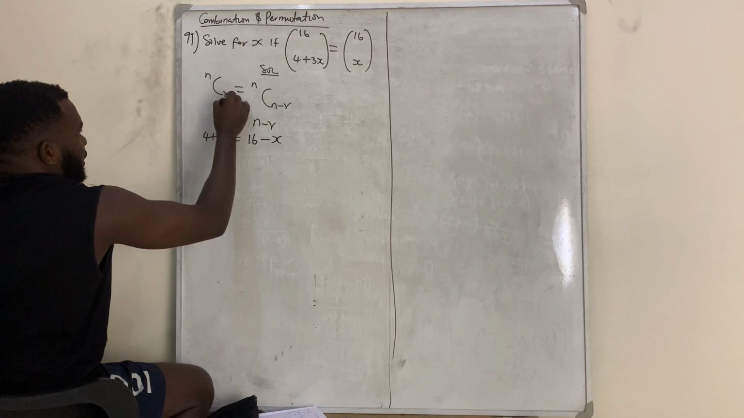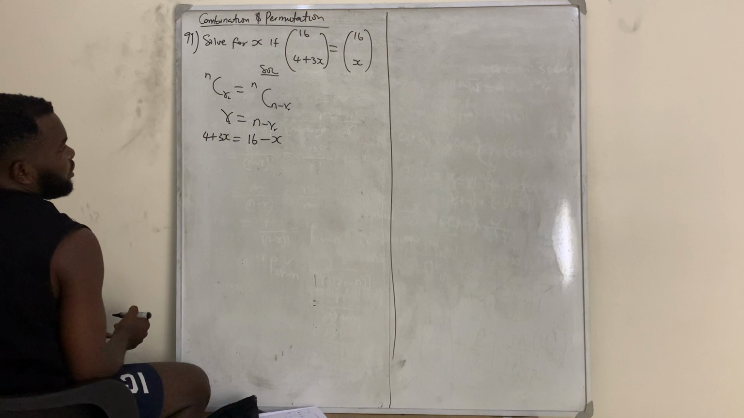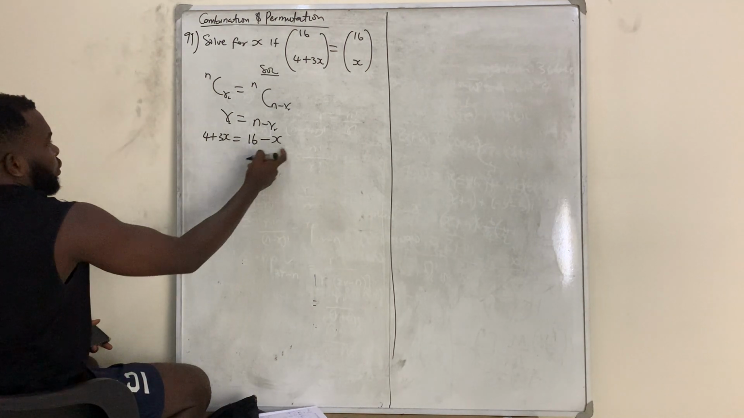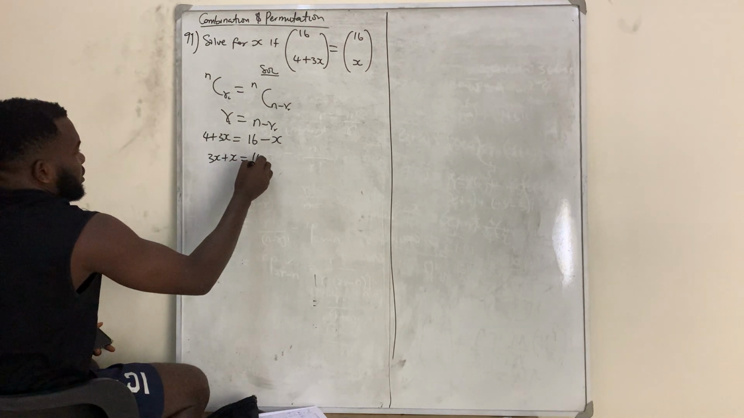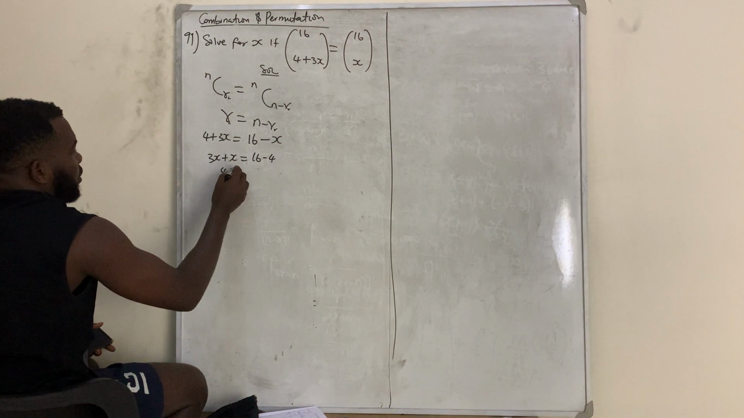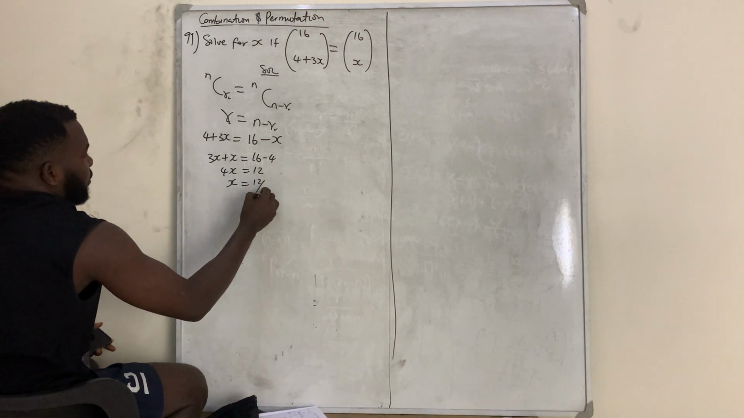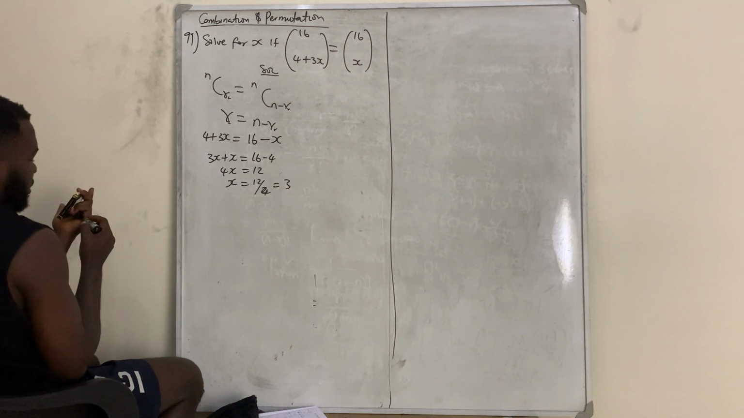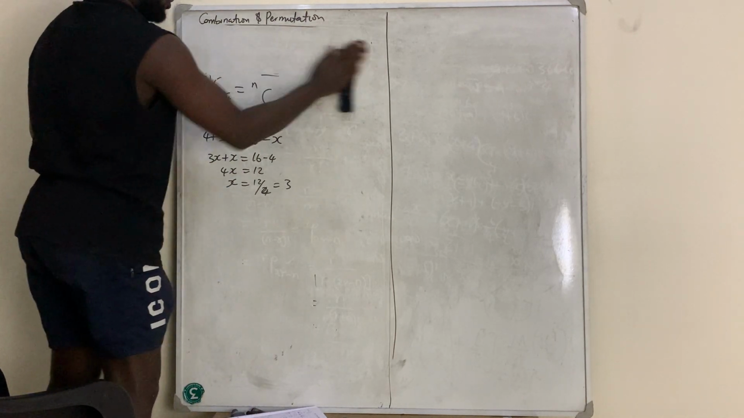R for left hand side, R for right hand side. Let me separate it like that. Okay, so if you collect like terms, you're going to see 3x plus x is equal to what? 16 minus 4. So 4x is equal to 12. So x is equal to 12 divided by 4, which is equal to 3. All right. So we'll move to the next question. Question number 100.